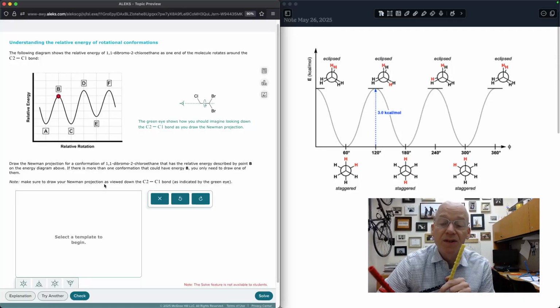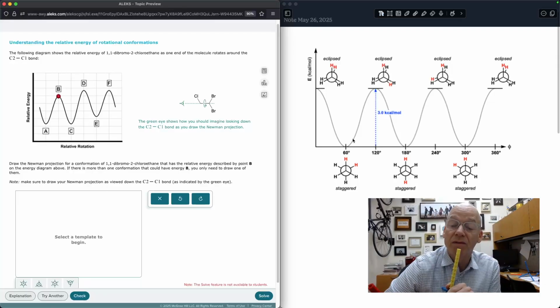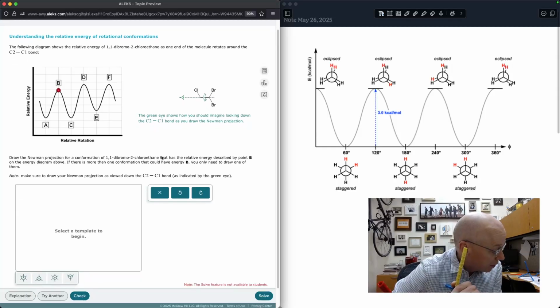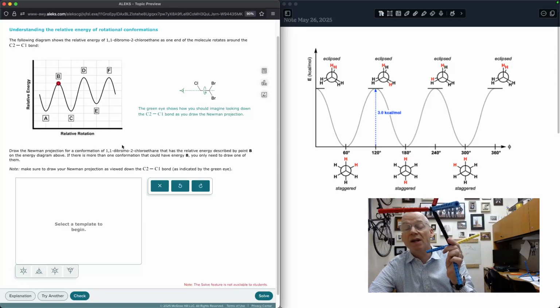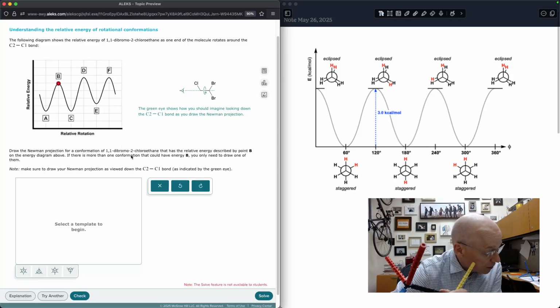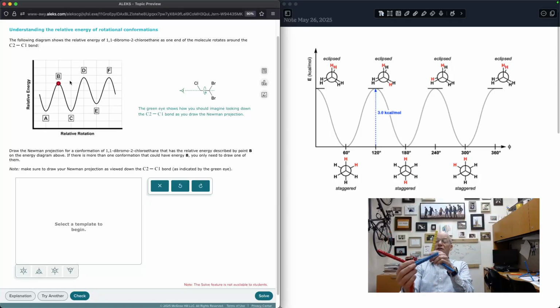All right. So this is ending up to be a bit of a long video, but okay, so draw the Newman projection for a conformation of 1,1-dibromo-2-chloroethane, which I've built, and that really helps, that has the relative energy described by point B. All right, so it looks like this is the 2 lowers, and this is between the 2 lowers. So the 2 lowers, the lowest, that's going to be one of the lower, because it's as far away as it can get from one of the bromines.